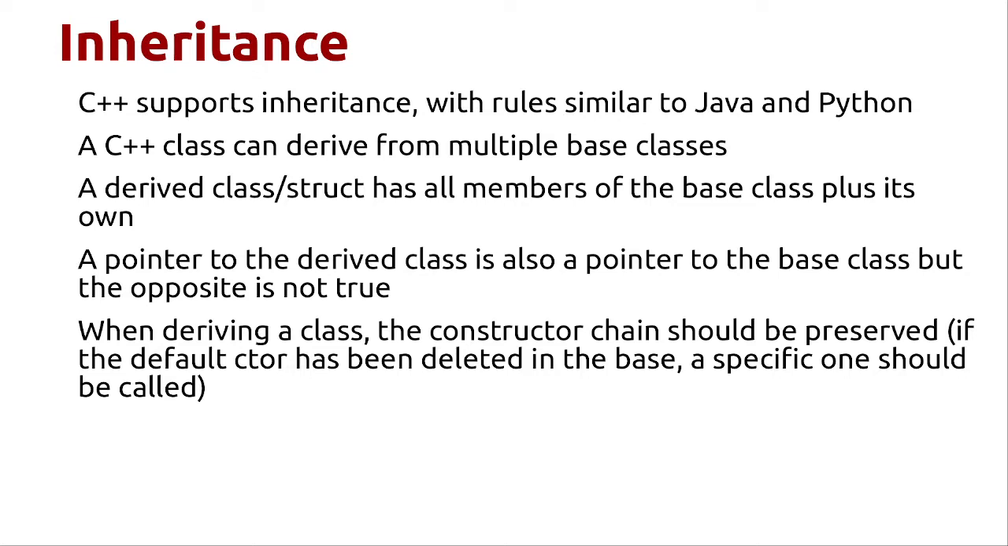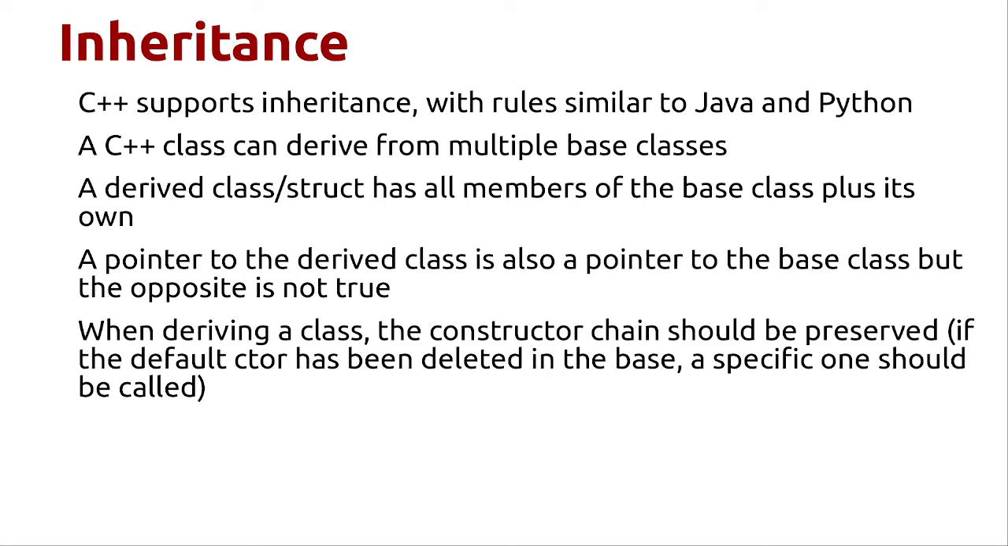Which means, for instance, I have a class which is the printable object, and a class which is the drawable object, and I could have a new class, for instance Point, that implements the drawable function as well as the printable functions. It's very similar to an interface in Java. So you can have multiple base classes. Now, a derived class or struct, because technically there is no difference in the compiled code between a class and a struct, it's only a convention, has all members of the base plus its own things.